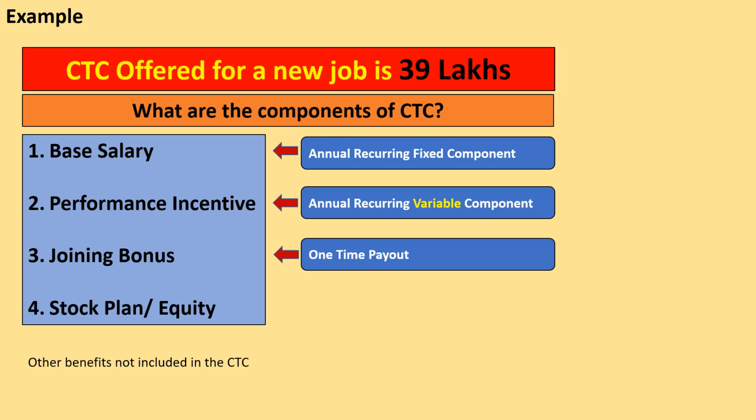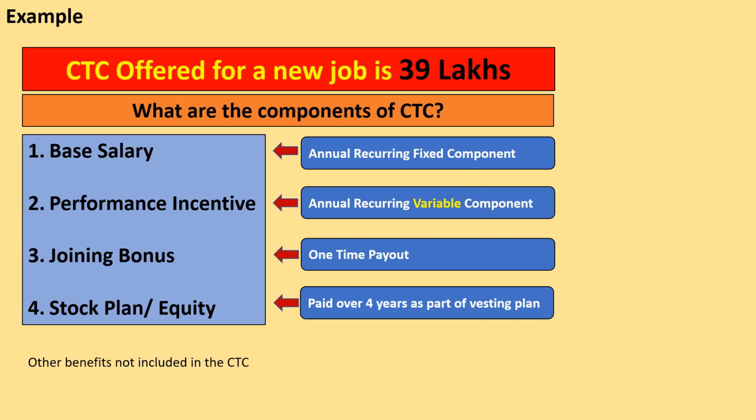Fourth is the most interesting part, which is the equity. This is something where they will give you stocks, right? And these again are not paid in one shot. These are, let's say, paid over a period of 3 years or 4 years, and each company will have its own vesting plan, right? So in a nutshell, what we are saying is that your recurring annual fixed component, which is your base salary, is the key, right?